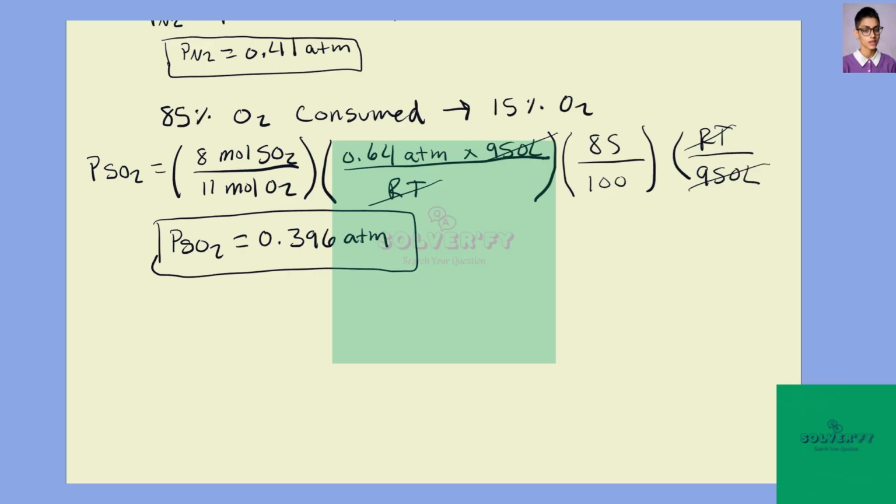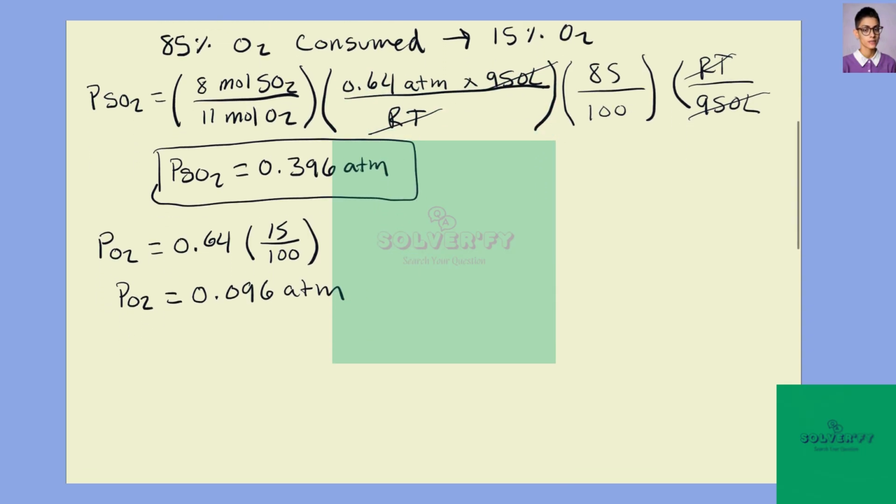All right, and then we are wanting the partial pressure for oxygen. So we know that it's initially 0.64. So we're going to times that by 15% because we have 15% remaining once the reaction has taken place. So after the reaction has taken place, our pressure for oxygen is going to be 0.096 atmospheres.